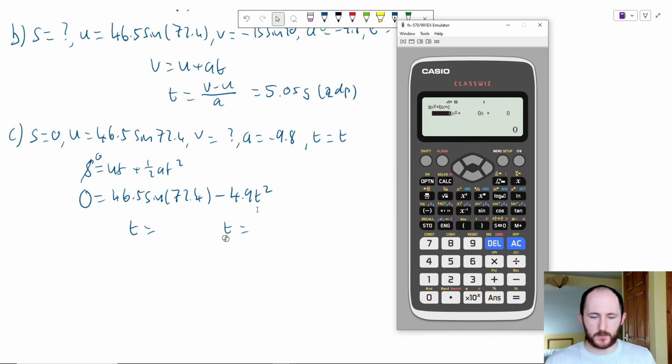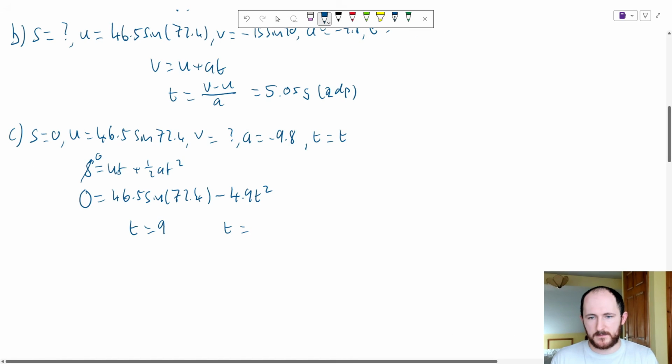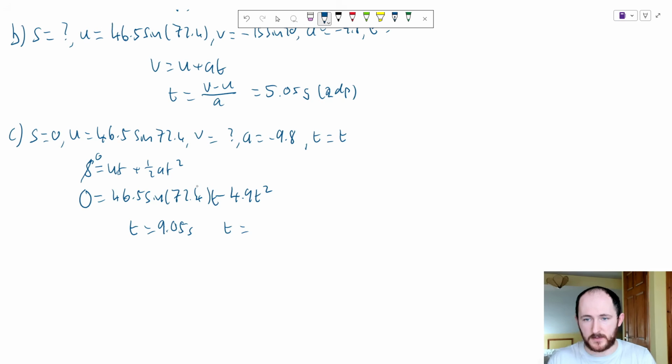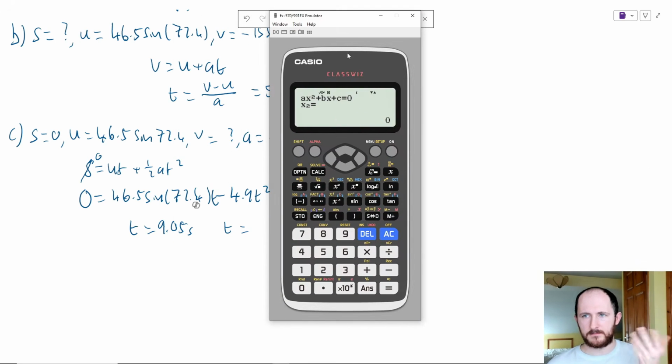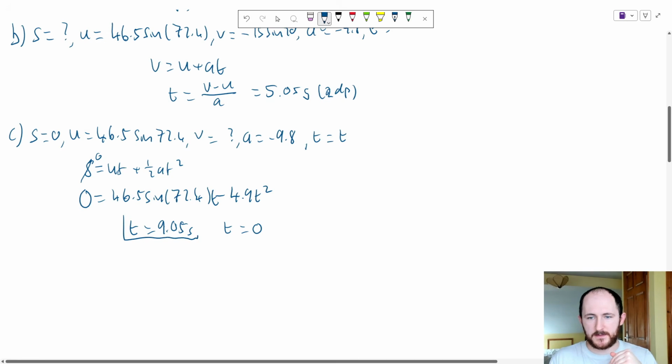So we get minus 4.9 for this, 46.5 sin 72.4, and we get 0. So one of our answers should be 0, but we get 9.05 seconds. The other one is definitely going to be 0. How do I know? If you factorize out a t, I didn't actually put a t here. That's very naughty of me. If you factorize out a t, you're going to get t = 0, as stated. So the time is 9.05.